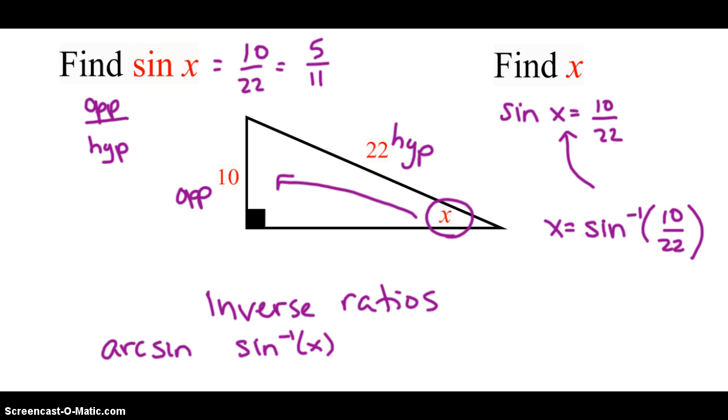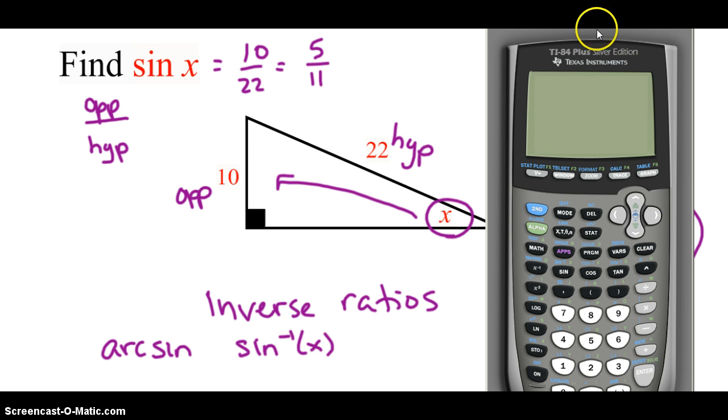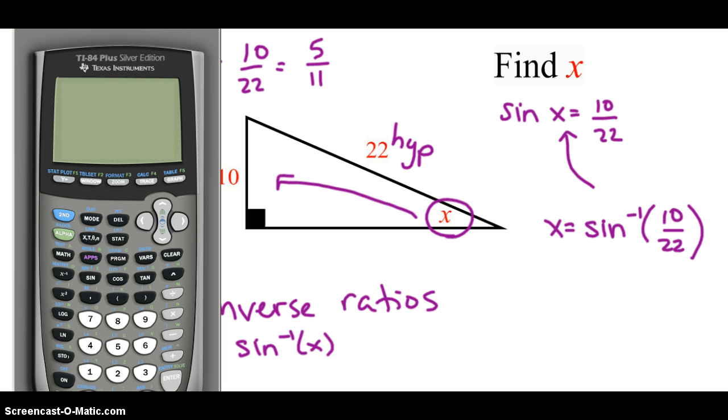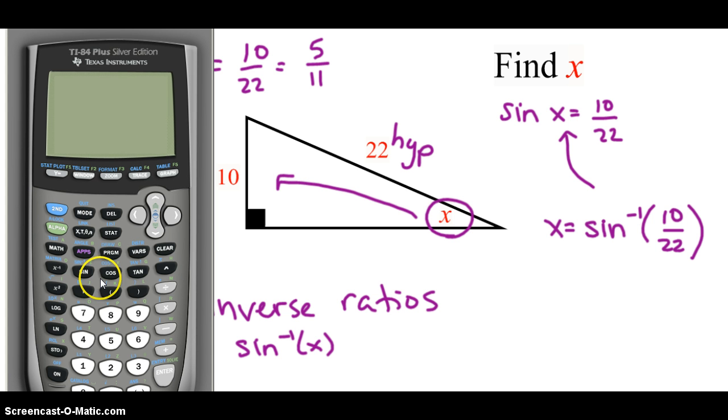Now to solve this, we're just going to use our calculator. I have my graphing calculator, and I'm going to move it over so we can see what's going on. If you look at your calculator, above the sine, cosine, and tangent ratios, you'll see sine to the -1, cosine to the -1, and tangent to the -1. Those are the inverses of those ratios. So I'm going to do the inverse sine of 10 over 22.